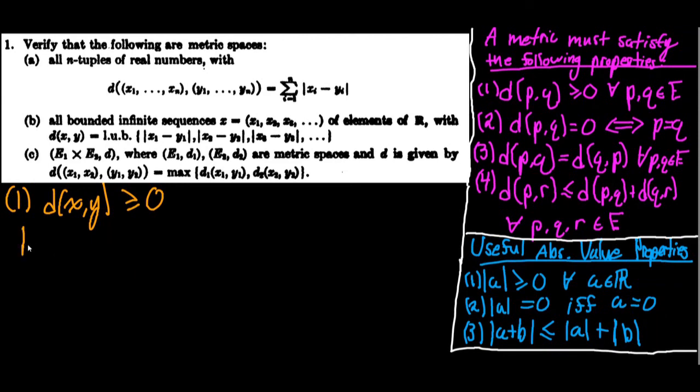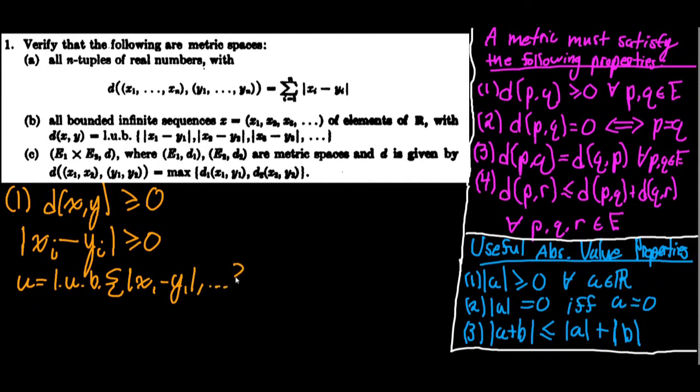So to do that, we know that the absolute value of the difference between xi and yi is greater than or equal to 0, because xi minus yi is a real number, and for any real number, the absolute value of a real number is greater than or equal to 0. So that's nice. And we also know that the least upper bound of this set, which I'll call u, is equal to the least upper bound of the set x1 minus y1, and so on. We also know that u is greater than or equal to any element in this set. So we know that it's greater than or equal to the absolute value of xi minus yi for any i in the natural numbers.